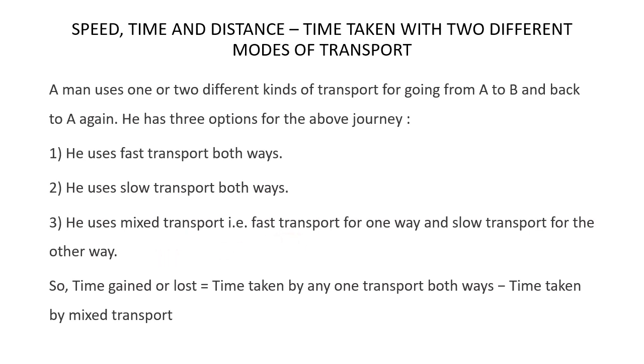So to find time gained or lost, use the formula: time gained or lost is equal to time taken by any one transport both ways minus time taken by mixed transport. Remember this formula to solve problems on time taken with two different modes of transport.